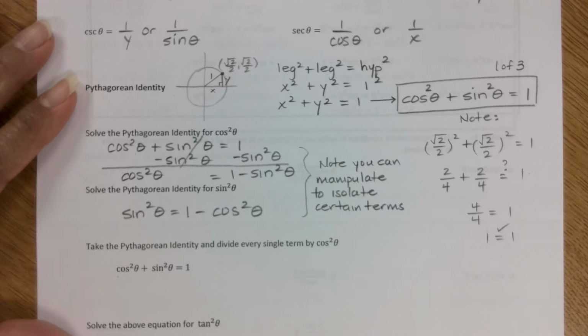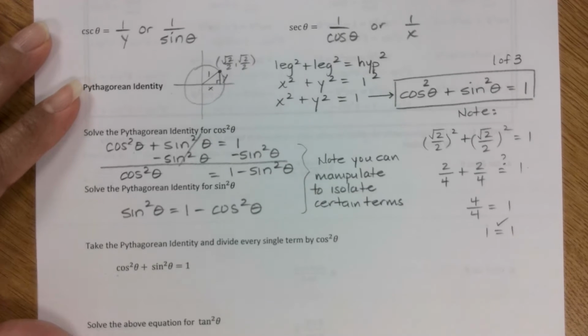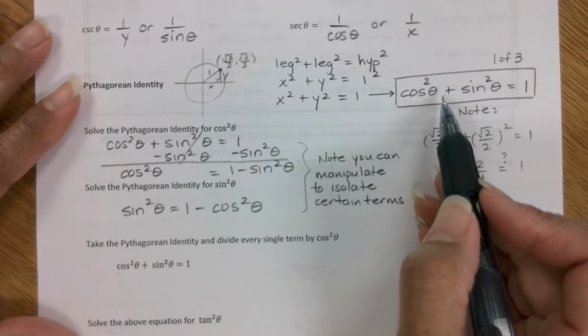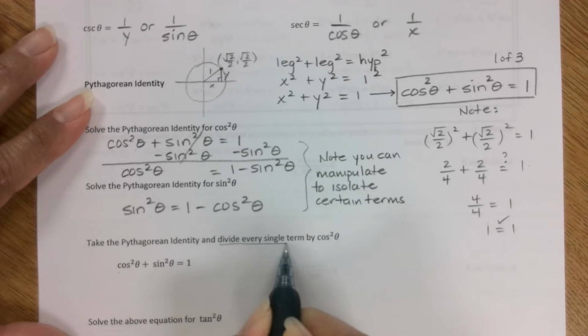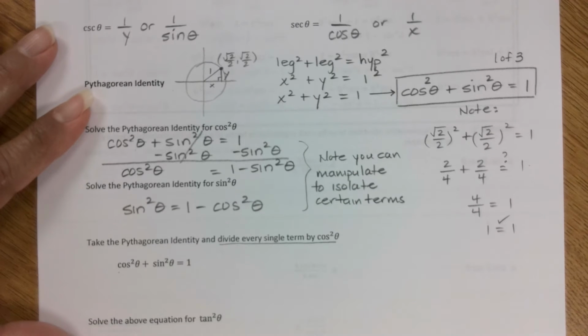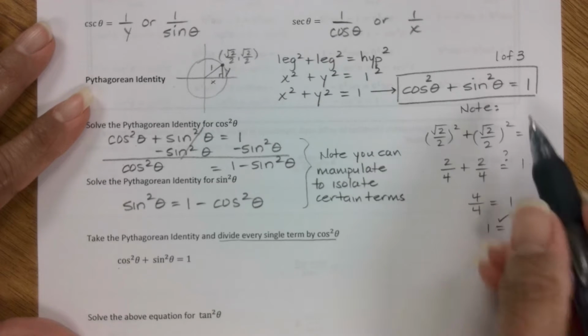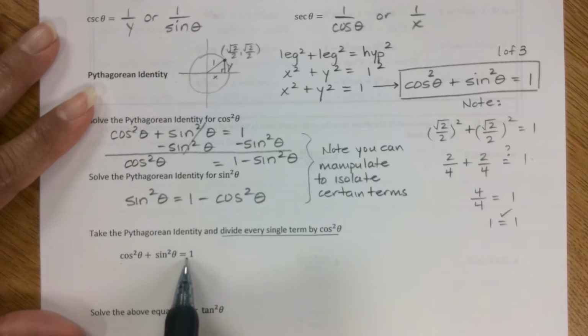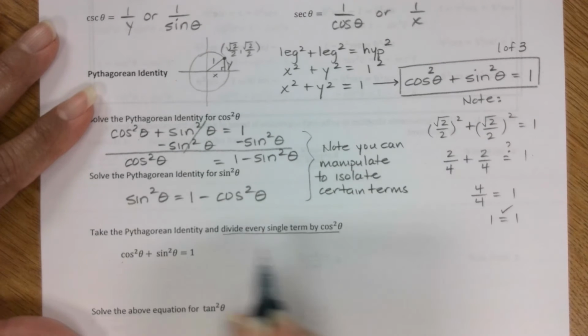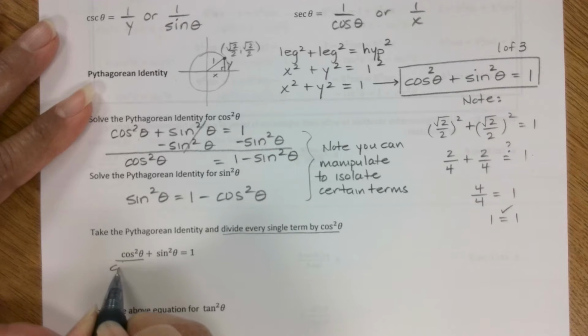So look what happens now if we take this Pythagorean identity and divide every single one of the terms by cosine squared theta. This is how we discover the second Pythagorean identity. So we take the initial one, which is this, and we're going to divide every single term by cosine squared theta.